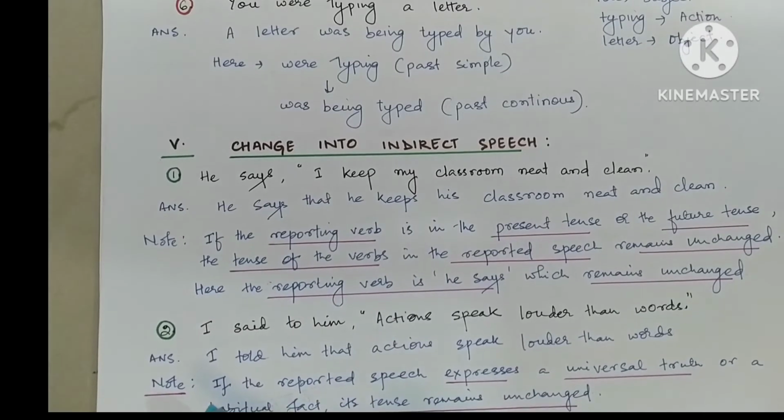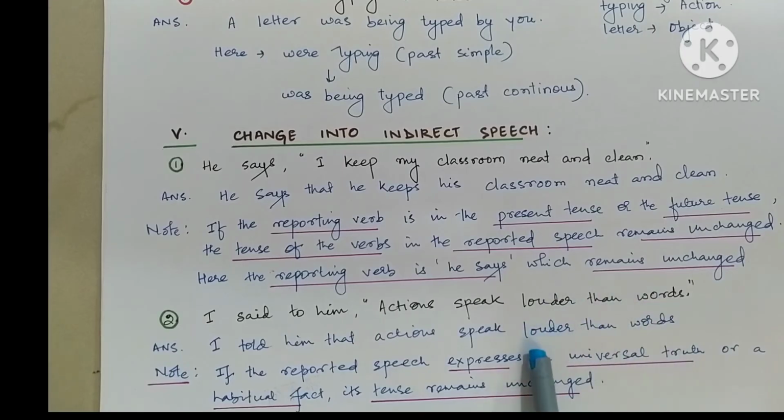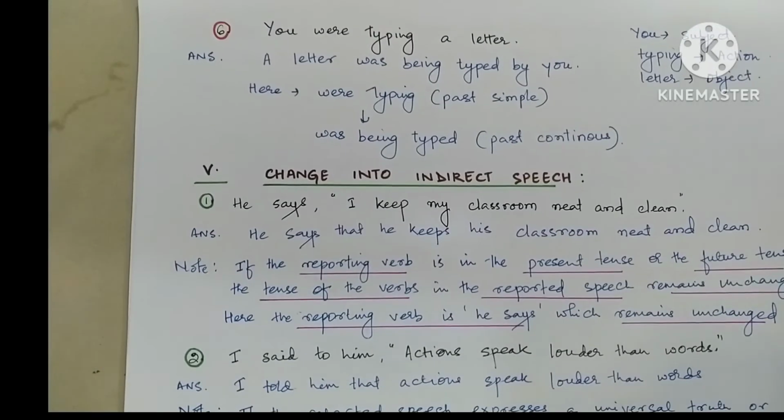Now, I said to him, "Actions speak louder than words." Answer: I told him that actions speak louder than words. Now children, we have to keep in mind that if the reported speech, actions speak louder than words, is expressing a universal truth or a habitual fact, its tense will remain unchanged. So I said becomes I told, but this whole sentence will remain the same here. Why? Because it is expressing a universal truth or a habitual fact or something which is understood. So I told him that actions speak louder than words.